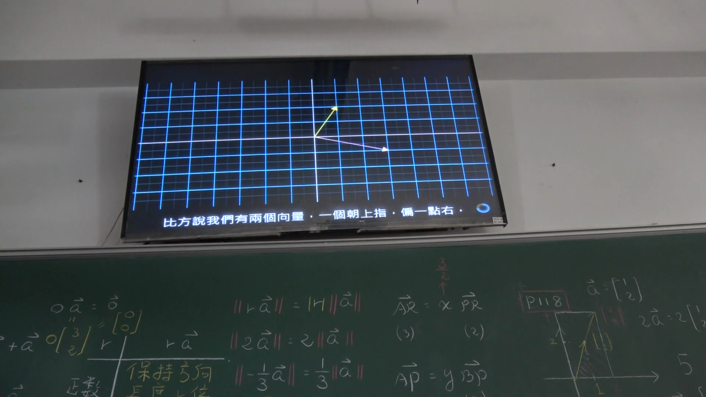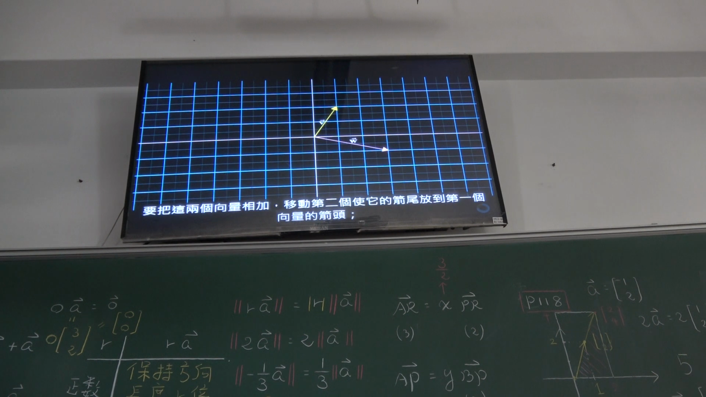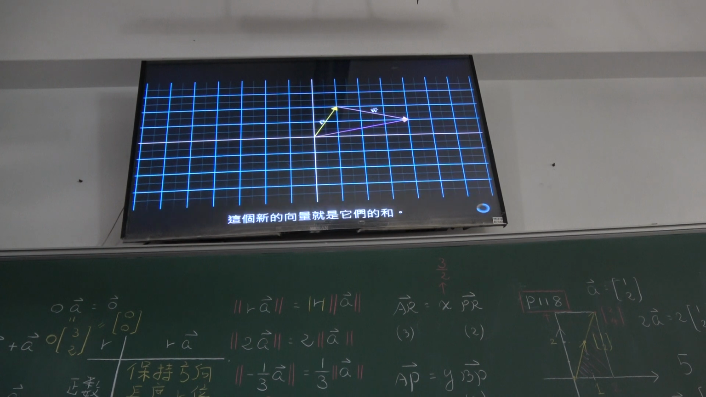Let's say we have 2 vectors, one pointing up and a little to the right, and the other one pointing right and down a bit. To add these 2 vectors, move the second one so that its tail sits at the tip of the first one. Then, if you draw a new vector from the tail of the first one to where the tip of the second one now sits, that new vector is their sum.